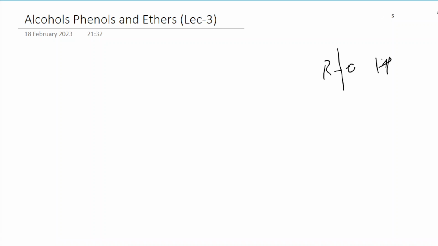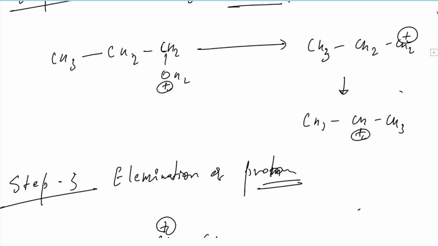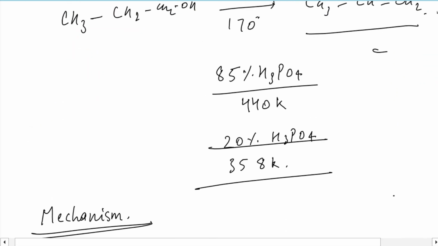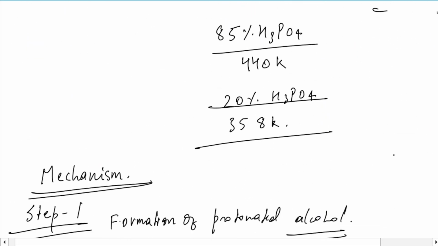Then we discussed the reactions involving the RO-H bond cleavage: the esterification, and the formation reactions of ROH with PCl3, PCl5, SOCl2, HCl in the presence of ZnCl2, and the dehydration reaction. The dehydration reaction and its mechanism we discussed in our previous lecture.